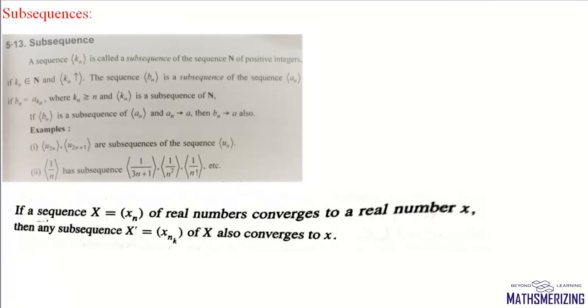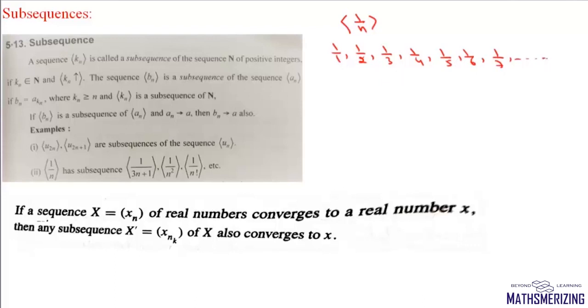Now we'll come to subsequences. Now suppose we have any sequence, say this sequence 1 by n. Now the terms of the sequence are 1 upon 1, 1 upon 2, 1 upon 3, 1 upon 4, 1 upon 5, 1 upon 6, 1 upon 7.